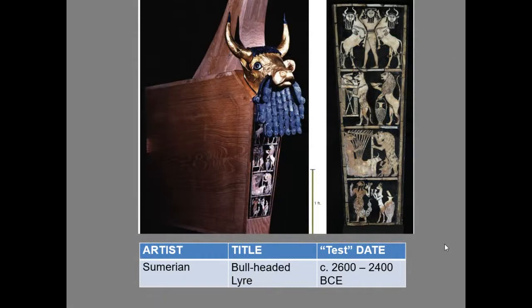Another object from Ur, this is the Sumerian bull-headed lyre, which has a decoration on the front of the sounding box that probably depicts aspects of the story of Gilgamesh. You can see that Gilgamesh fought here the scorpion-bodied people.